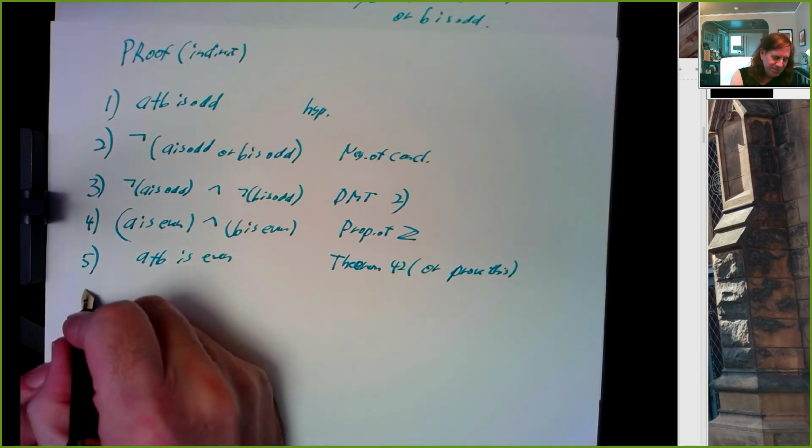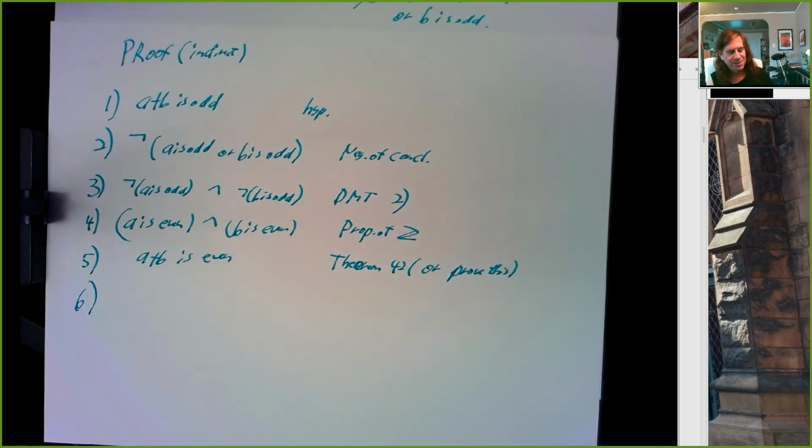All right, where do we go from here? We're just about done. We've just shown that A plus B is even. What can we say in step 6?